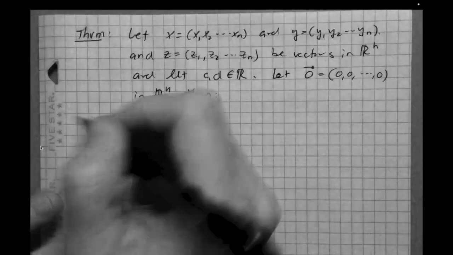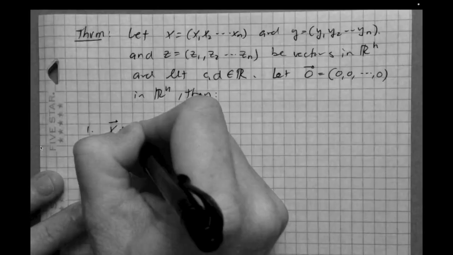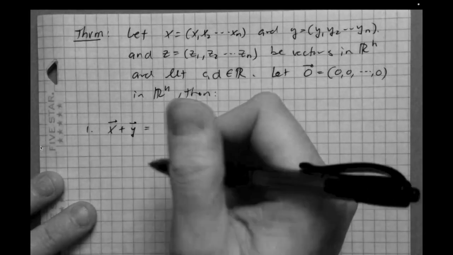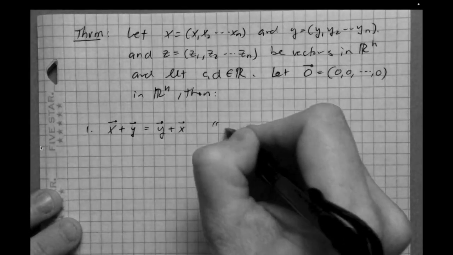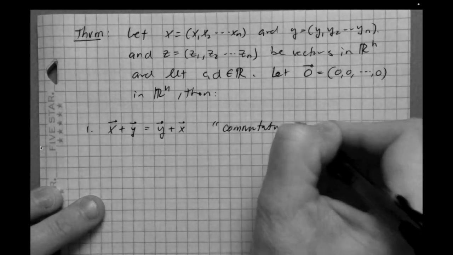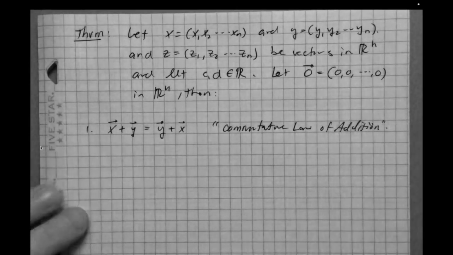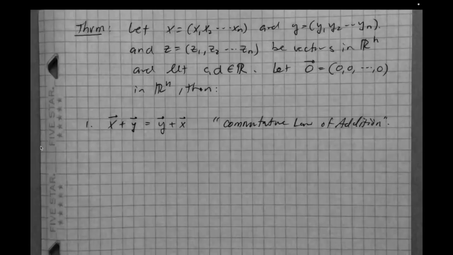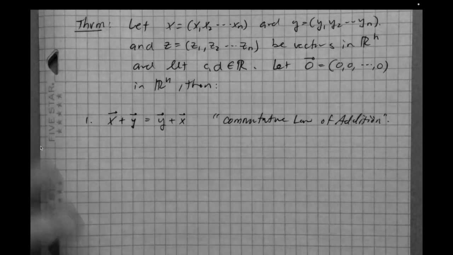So let's see. The first one is the commutative law, which says that if I take 2 vectors and I add them together, the order does not matter. Right? And this is the commutative law of addition in particular. We're certainly familiar with it: 2 plus 5 is the same as 5 plus 2. Well, it turns out that's true for vectors as well. We could easily prove this. Maybe we'll prove a couple of these, not all of them. It just takes too long.